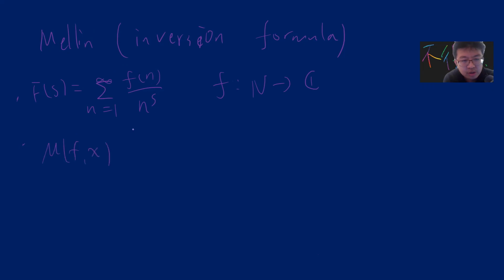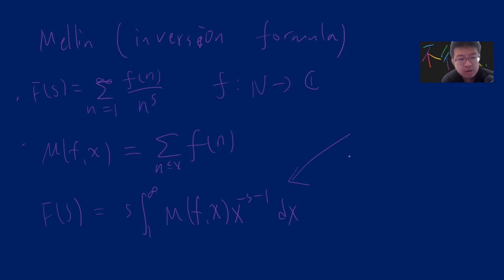Previously I also defined M of f of x. This is a summatory function: usually you sum f of n for n less than or equal to x. So if you want to estimate the growth of an arithmetic function, it is intimately related to the poles of the Dirichlet series. Their relation is basically from this equation that I proved previously.